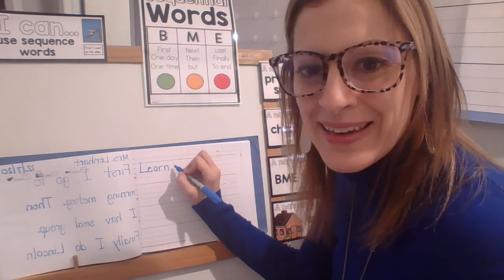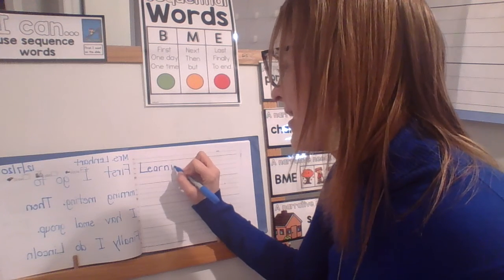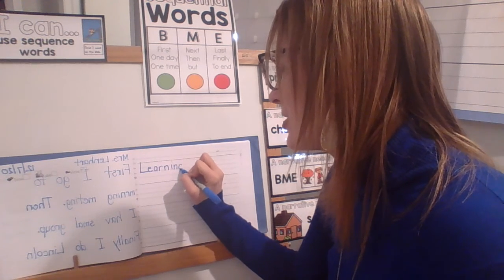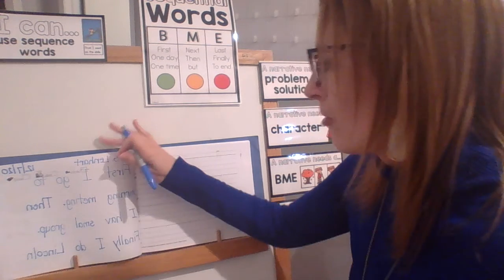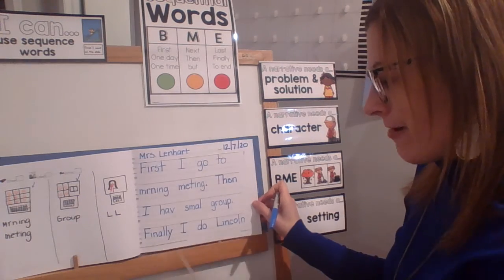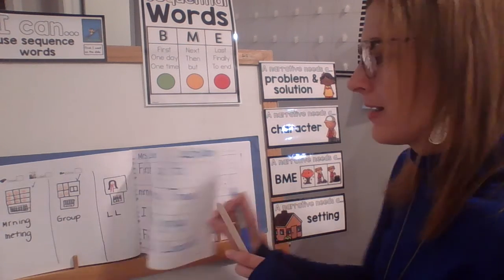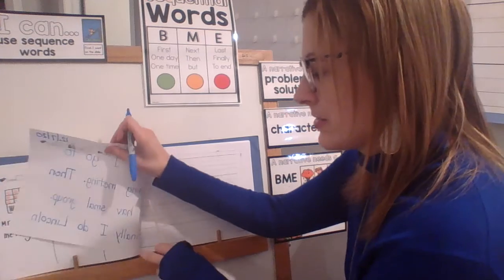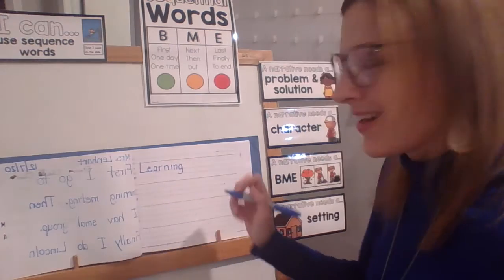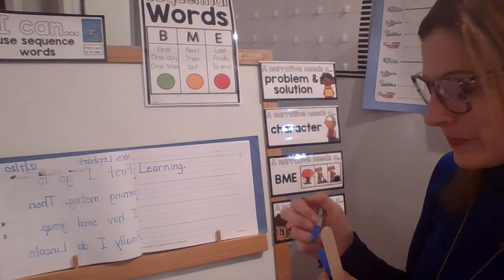Who remembers ing? The king of ing. I, N, G. All right, I'm going to go back here because I kind of forget what we wrote. So I'm going to go back and check. Finally, I do Lincoln learning. Do you think we're done? All right, so let's put a period there.